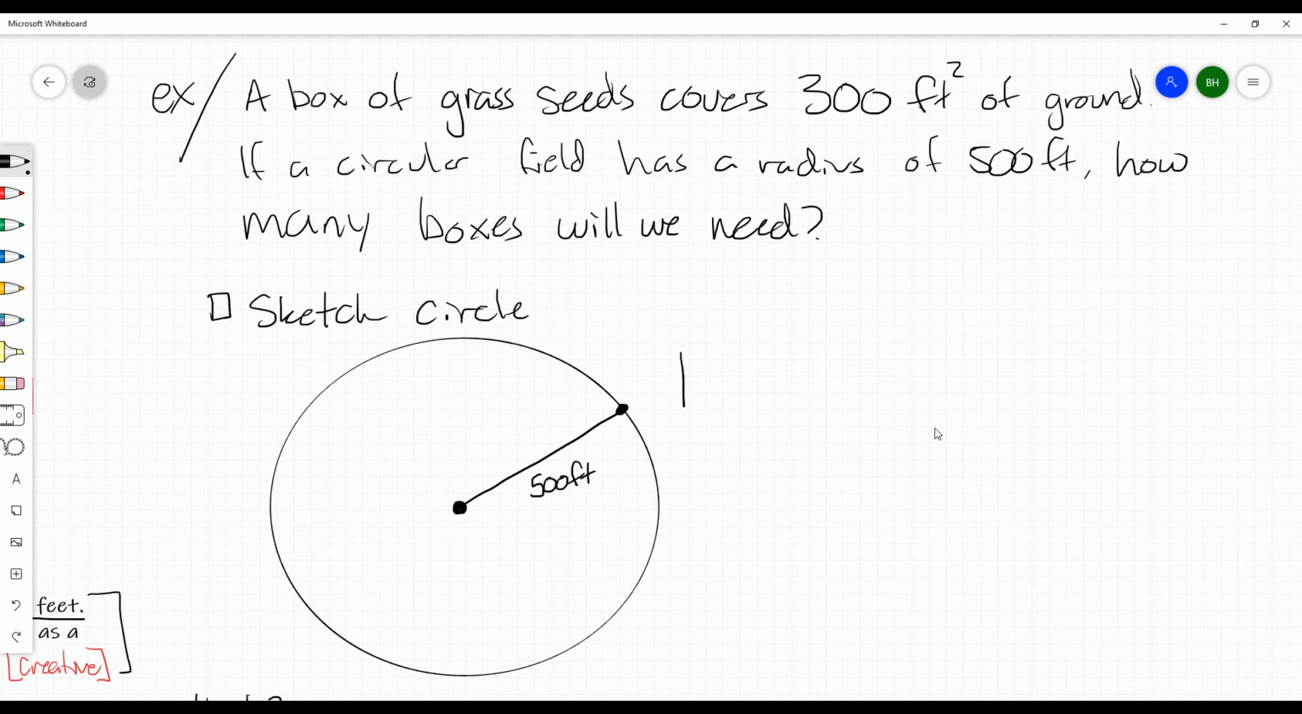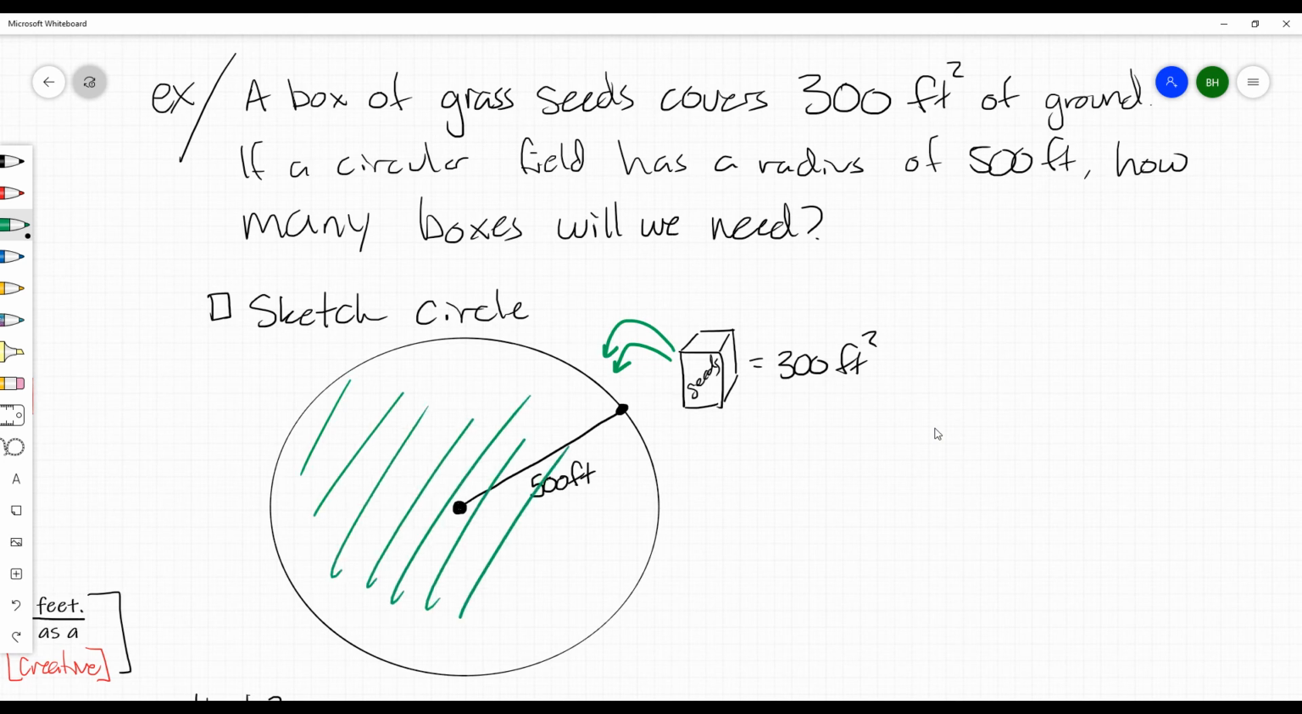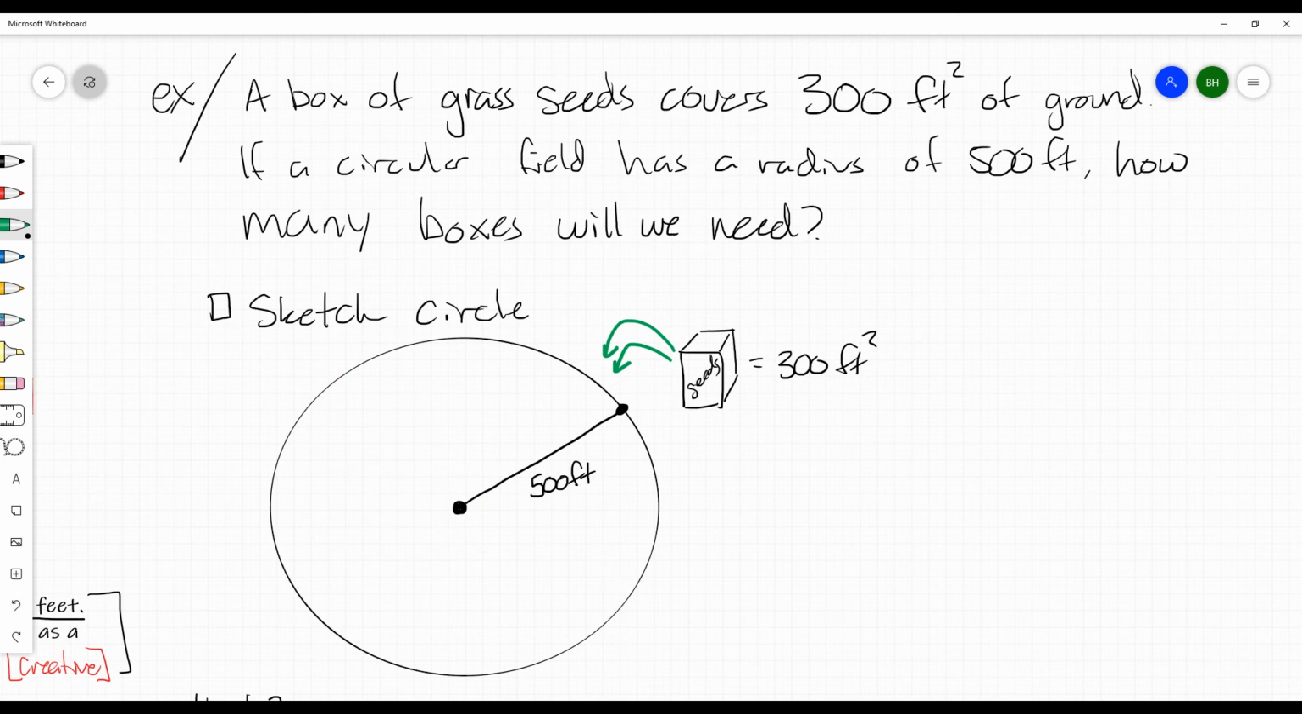In addition, we have a box of grass seeds that covers about 300 feet squared. So we want to know how many of these we will need to cover this entire field. So what we want to do is determine how much field we need to cover in the first place. We're going to use the area of a circle, which is pi r squared, and calculate the area of this entire field, and then determine how many boxes of this grass seed we actually need to cover it.